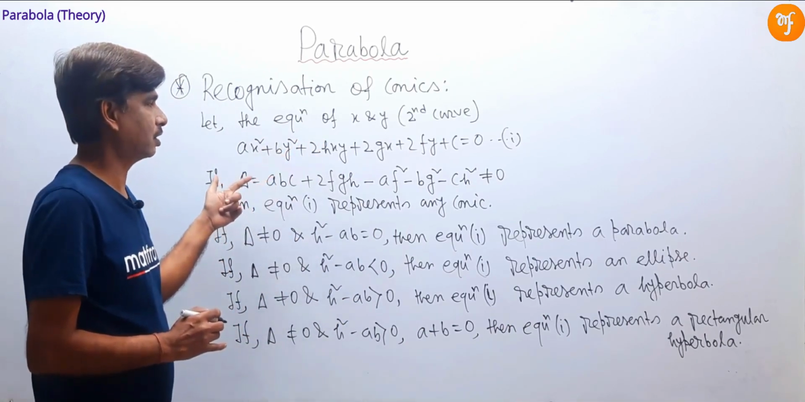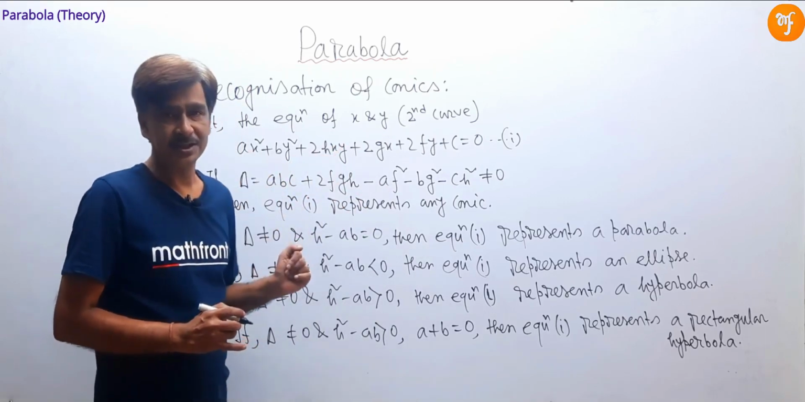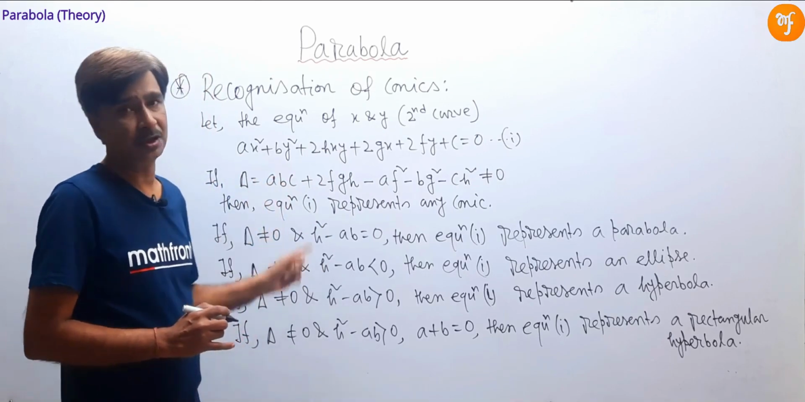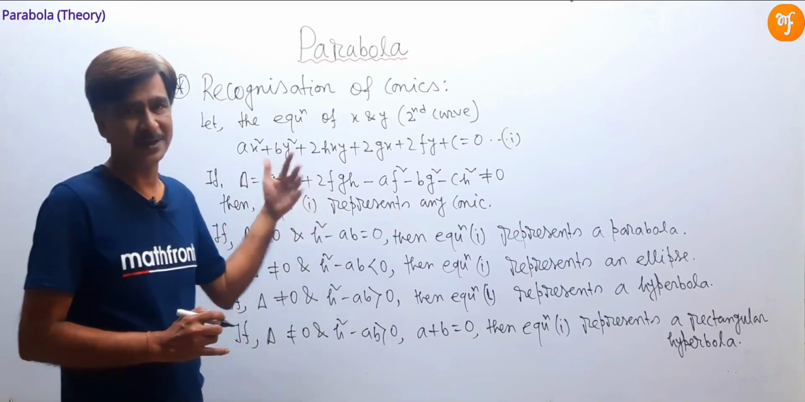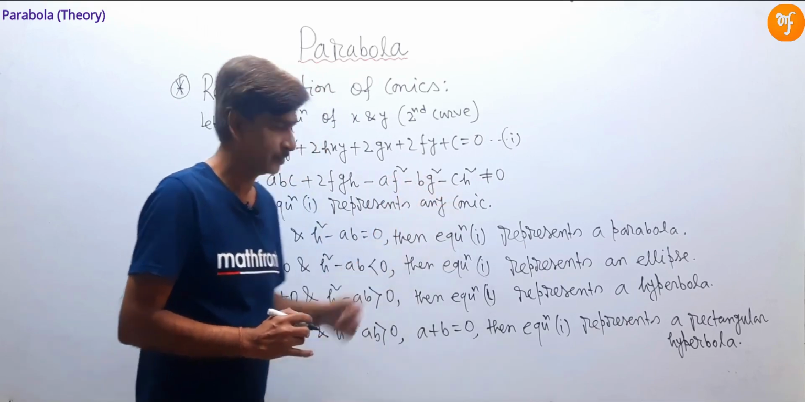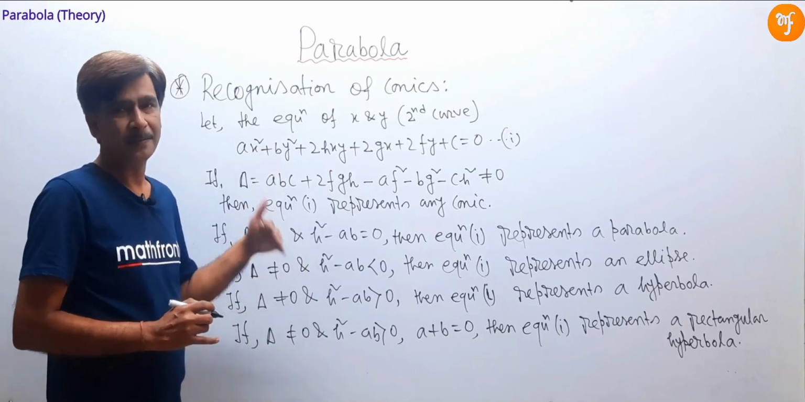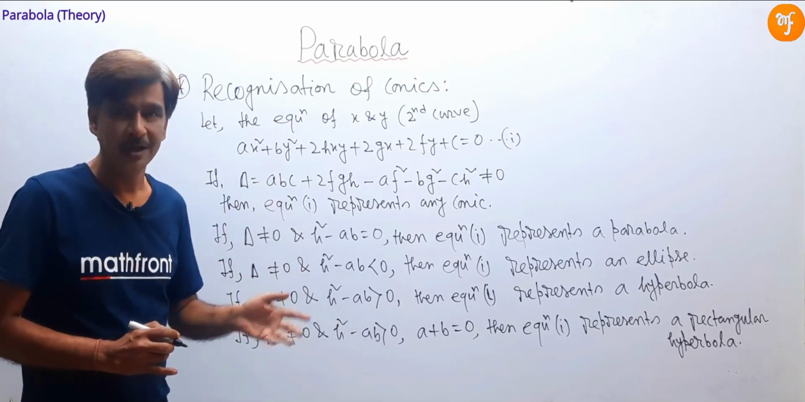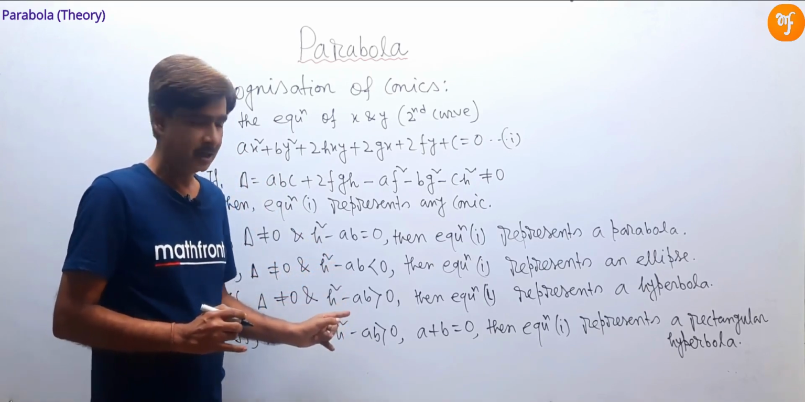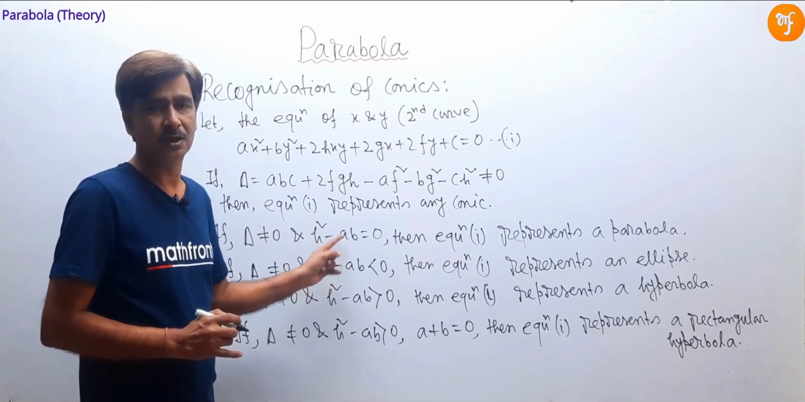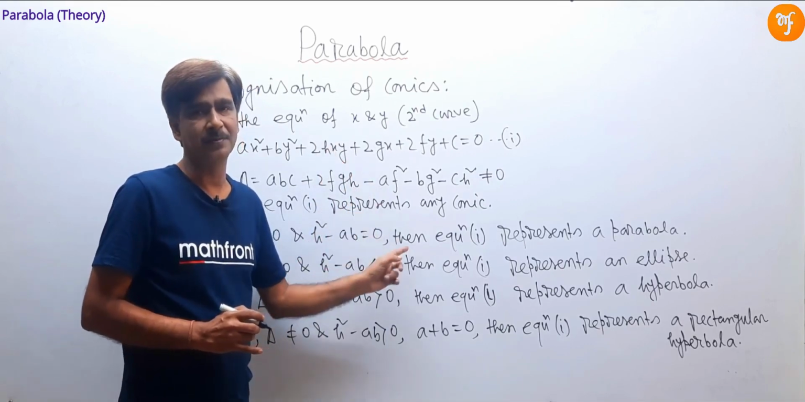Any second degree equation of x and y can represent a conic under the condition that the value of delta is not equal to 0, where delta is equal to abc plus 2fgh minus af square minus bg square minus ch square. Now when delta is not equal to 0, this equation 1 may be a parabola, ellipse, hyperbola or rectangular hyperbola. To recognize the specific conic, we have to find the value of h square minus ab. If delta is not equal to 0 and h square minus ab is equal to 0, then this second degree equation of x and y represents a parabola.